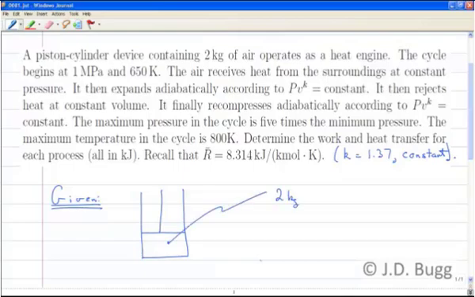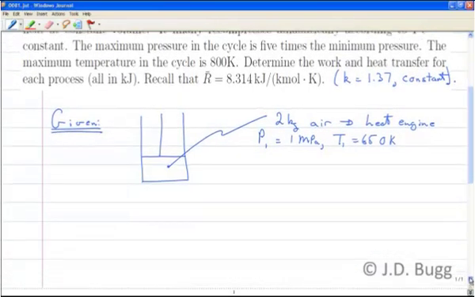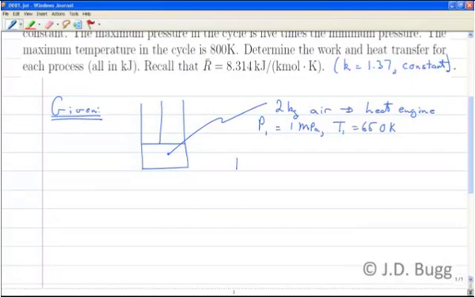There are 2 kilograms of air, and this is operating as a heat engine. So remember, a heat engine receives energy from the surroundings and produces work. First state is given, 1 megapascal and 650 Kelvin. So we know state 1 certainly. And then the problem statement goes through a description of a series of processes. And remember, it's operating as a cycle, so this is going to go back to its original state.